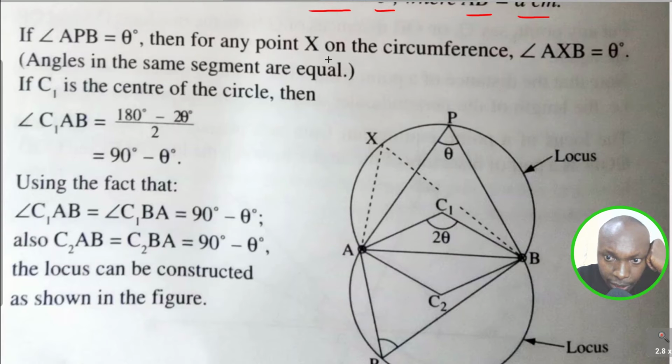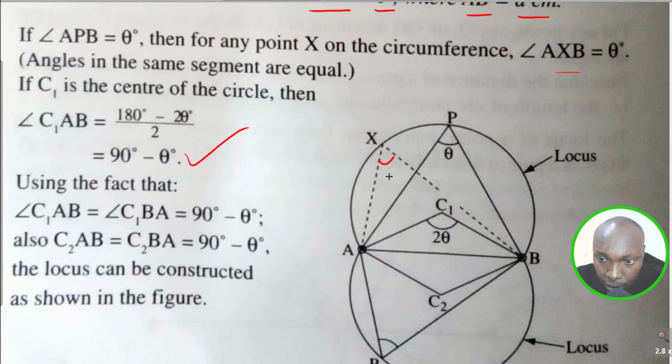Then for any point X on the circumference of the circle, angle AXB is equal to theta. Angles in the same segment are equal. That is another property you need to know. If C1 is the center of the circle, then angle C1AB is equal to (180 minus 2 theta) divided by 2. So this is the property that I was just talking about, that the angle subtended by a chord at the center of the circle is twice the one subtended by the same chord at the circumference of the circle.